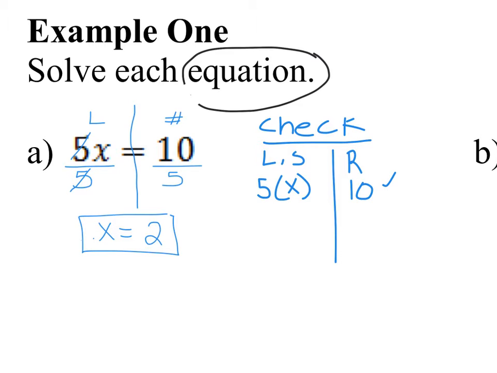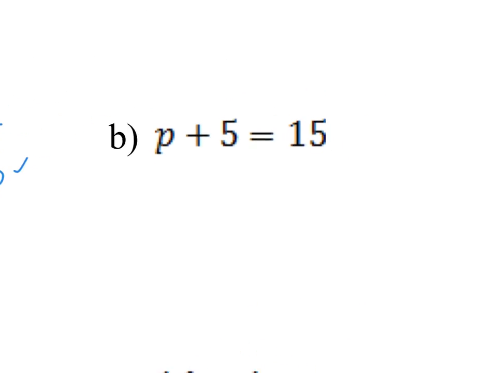We have to make sure that this left side is also 10. We solved for x, saying that it's a 2. So we're going to replace that x with 2. And now we're going to multiply 5 times 2, which is 10. So now the left and right side are both equal. They're both 10. And we know that our solution is correct. So we'll continue practicing solving equations through the examples that are given.